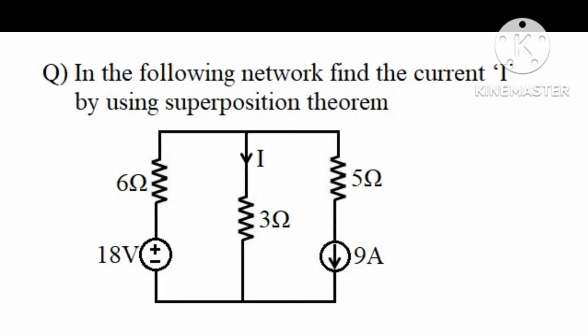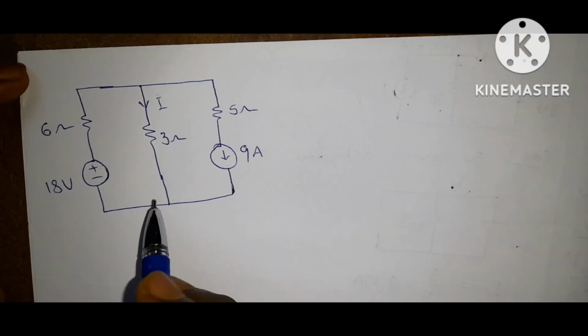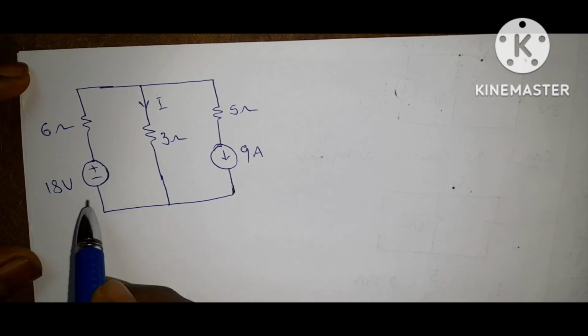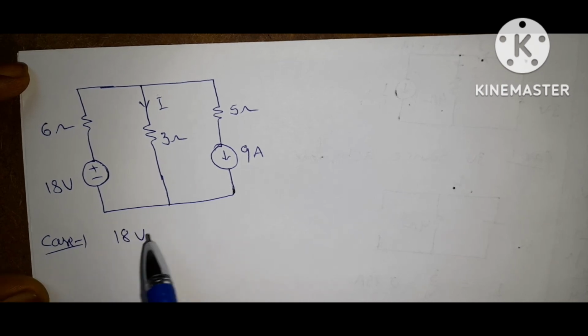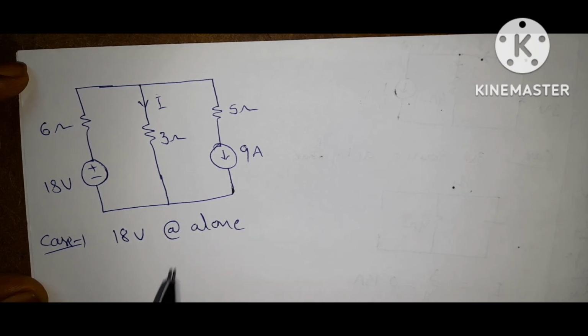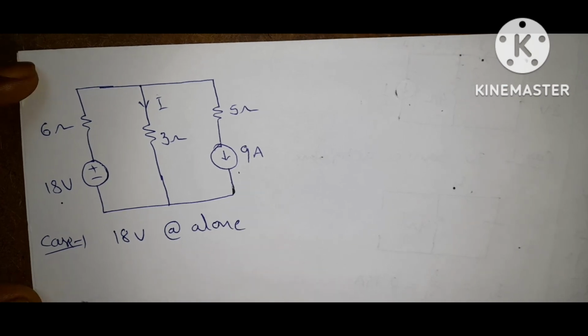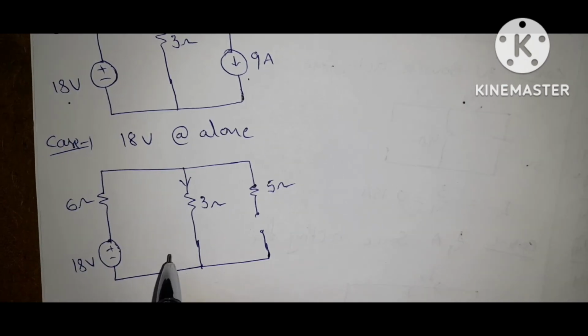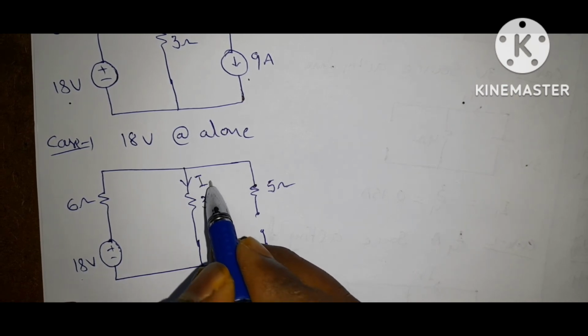Next question is, in the following network, find the current I by using superposition theorem. This is the given network. By the superposition theorem, only one source must be acting alone. Consider case 1: the 18 volt source acting alone. If the 18 volt source is acting alone, the current source must be an open circuit. Then the circuit becomes like this. Here the response due to the 18 volt source, let it be I1.